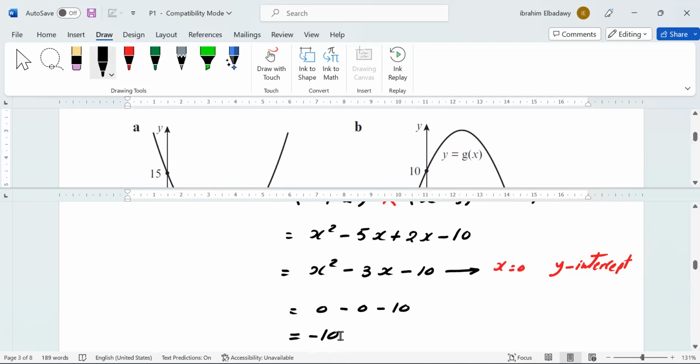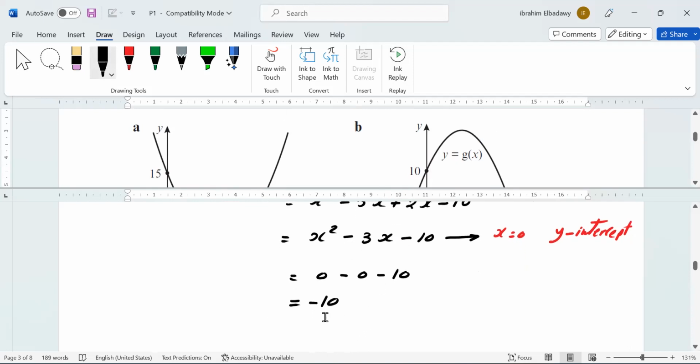What did this mean? This means it's not the value that I need to get. I need to get positive 10. So how can you play with the value that you get here, which is negative 10, to be 10? You have to multiply by negative 1. But this means you have to multiply the function by negative 1. Which function? You get it here.